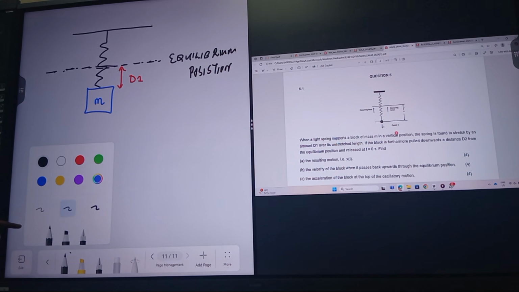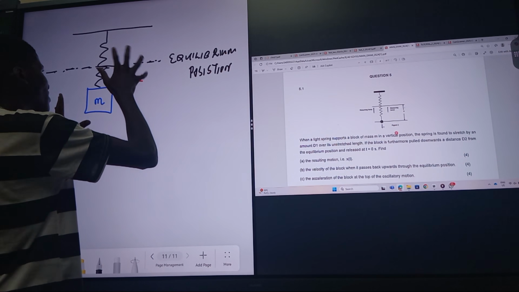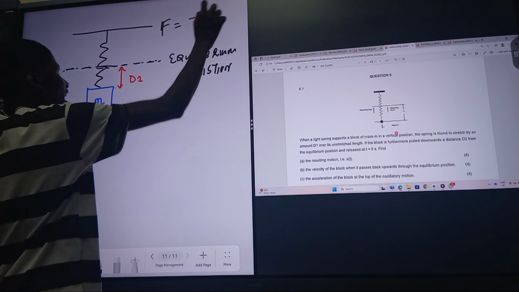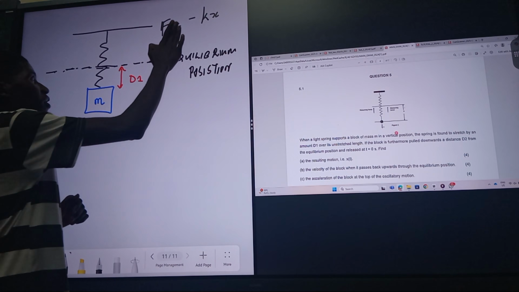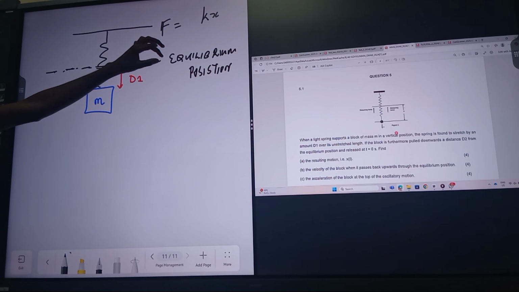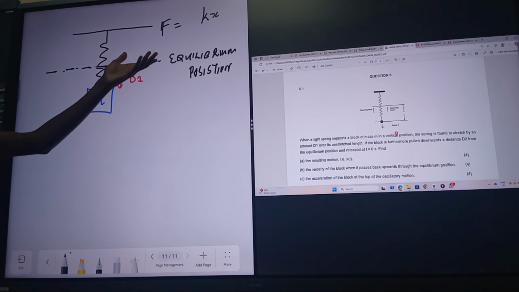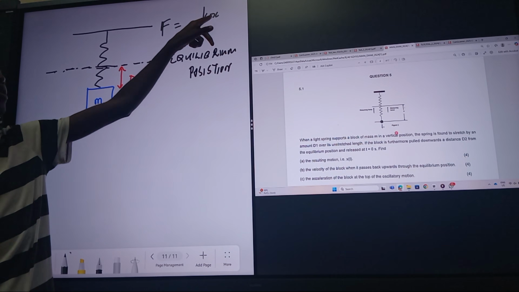Before we get complicated here, I'm sure we know that the force that causes the d1 displacement is the gravitational force. So we are allowed to make a small equation to say that the force is equal to negative kx. We know this equation, but in actual fact, let's just say F equals kx. Why am I just saying F equals kx? Because the block is not in simple harmonic motion yet. They never said the block is in simple harmonic motion. They just say it stretches, so it means it will stretch by an amount x.